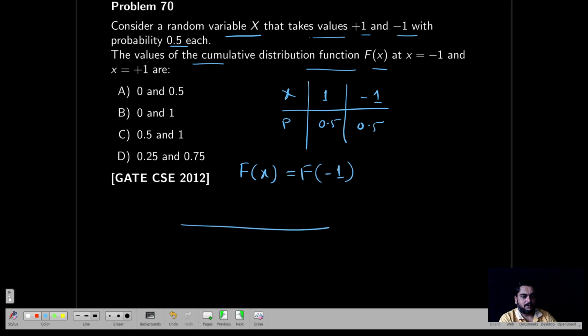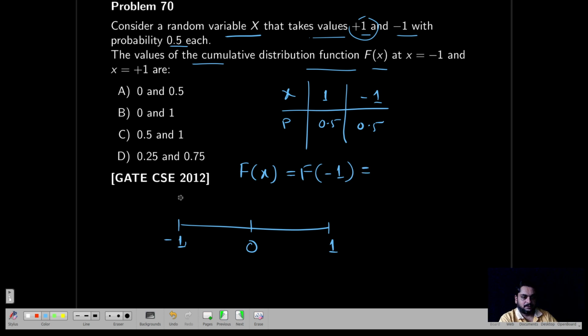If you remember the explanation I gave on the number line, this is 0, minus 1, 1. The accumulation should start from minus 1. Why is it confusing? Because they have mentioned plus 1 first, so students will get confused. On a number line, minus 1 will come first, then 0 and then 1. So cumulative means starting from the lower bound of x to the upper bound of x. So now it is simple.